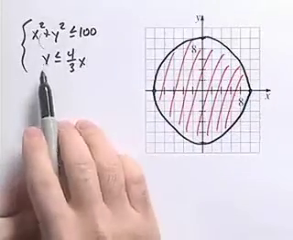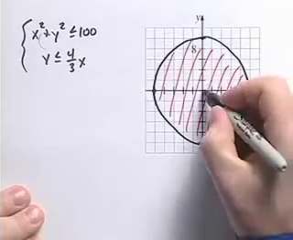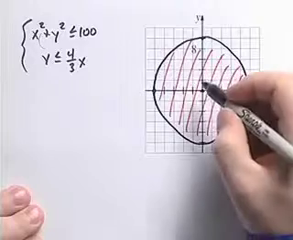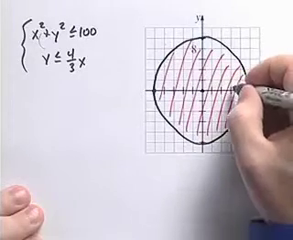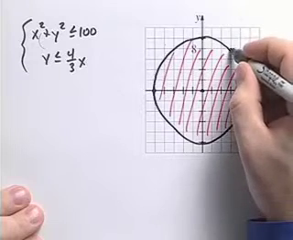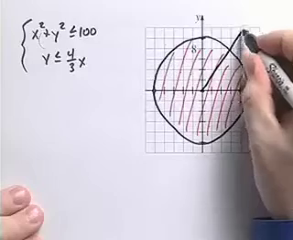Now we want to graph the line y equals 4/3 x. So we pick a couple of points. When x is 0, y will be 0. When x is 6, y will be 8. We're graphing that line.